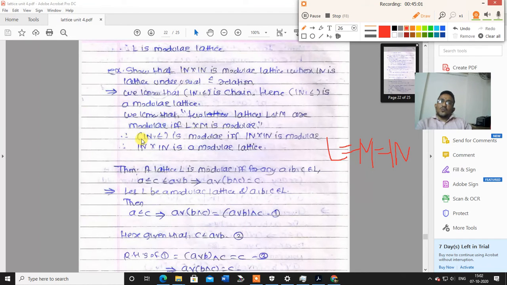Therefore you can consider that the set of natural numbers N with relation less than or equal to is modular if and only if the Cartesian product N cross N is also modular. Okay, therefore you can consider that, since N is modular, here by the modular assumption you can show N cross N is also a modular lattice. Therefore you can show that the Cartesian product N cross N is also a modular lattice. Okay, which is important here.